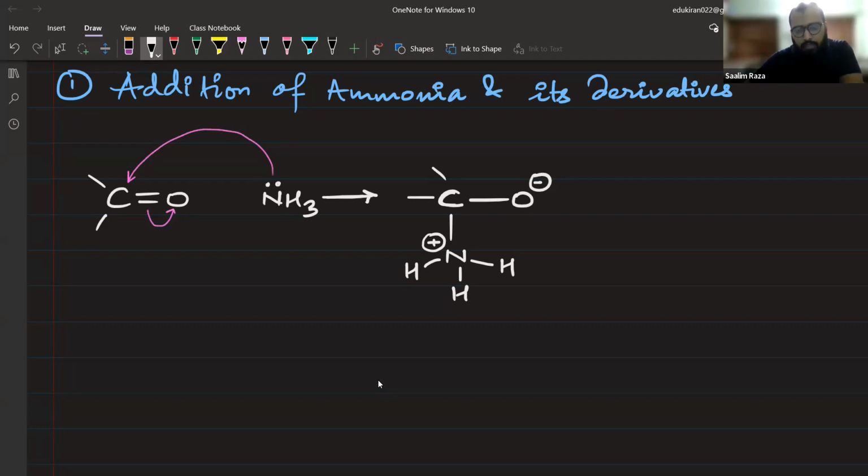Okay? Now please see what is going to happen. Now here all the hydrogen atoms are connected with nitrogen. Nitrogen is more electronegative, so it will pull electron density from each of the hydrogen atoms, making each of the hydrogen atoms delta positive. Now one of these hydrogens will be very near to the O negative.